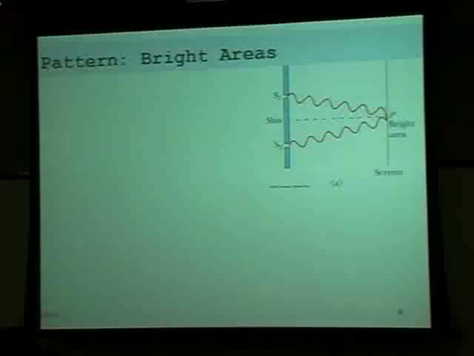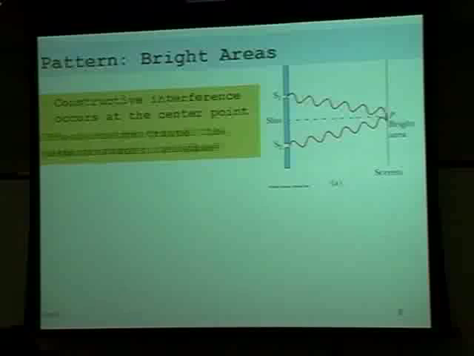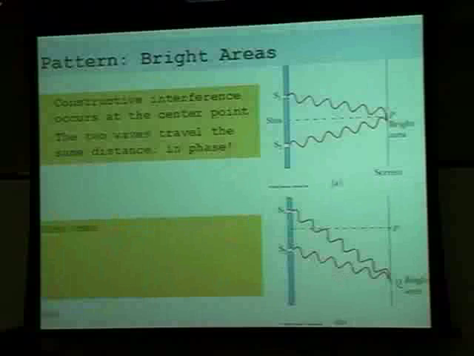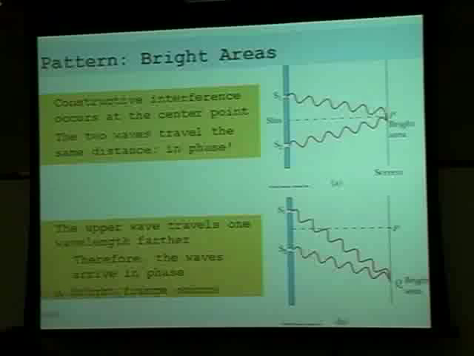For the bright area to occur, we have constructive interference at the very center point. The two waves travel the same distance, so they're already in phase. You have constructive interference and a bright area on the screen. And you would also have other bright areas. If one wave traveled a multiple number of wavelengths further, so that they again arrive in phase, then you would have constructive interference again and a bright fringe at that point.